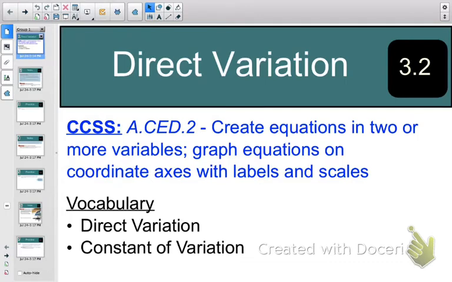But anyway, 3-2, we're looking at what we call direct variation. It's a very exciting topic. Our Common Core State Standard is ACED2. Create equations in 2 or more variables, graph equations on coordinate axes with labels and scales.